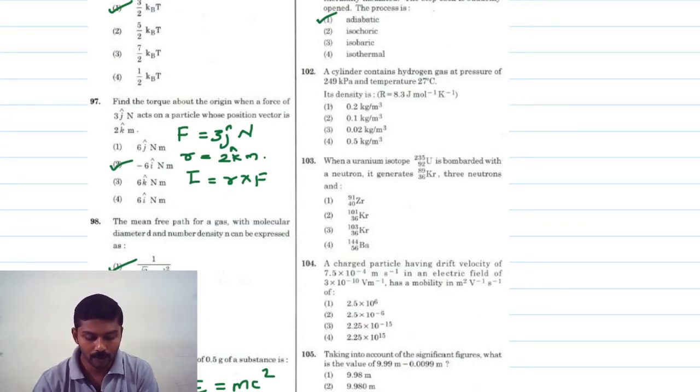Okay, 102 is the next question. A cylinder contains hydrogen gas. You know the molecular mass of hydrogen gas, M is equal to 2 upon 1000 kilogram per mole.